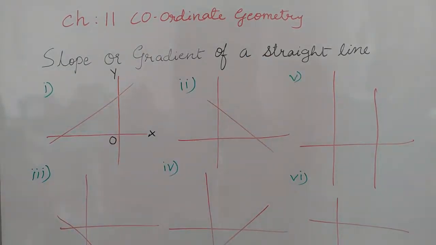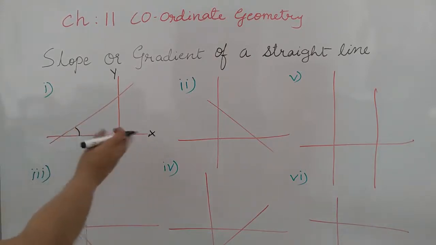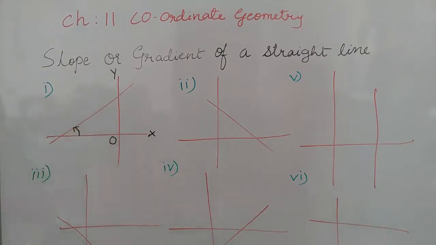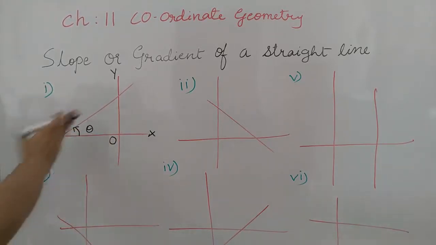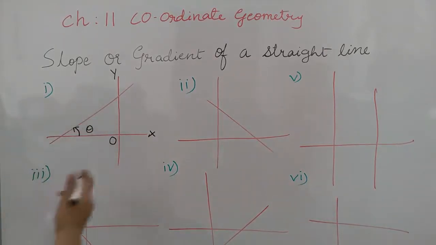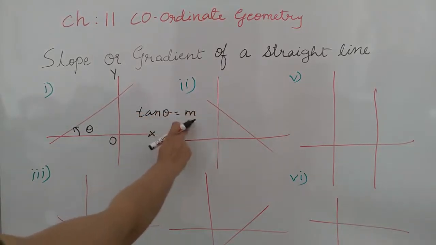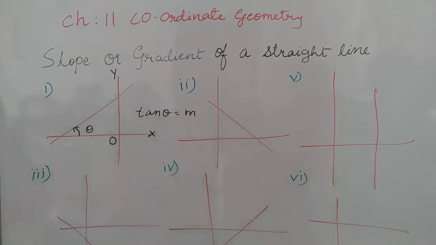Okay, so what is the slope actually in mathematics? It is the angle formed with the x-axis on the positive side in the anti-clockwise direction. That is the angle which is inclined to the x-axis on the positive side in the anti-clockwise direction. We say the tangent of this angle is called the slope and it is denoted as m. So whenever we talk about slope, the denotation for it is m.